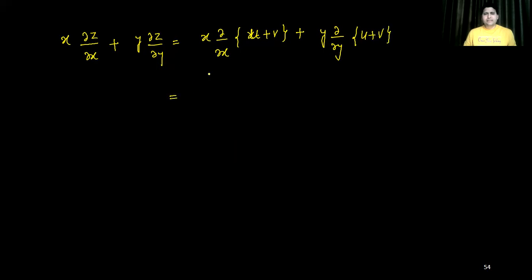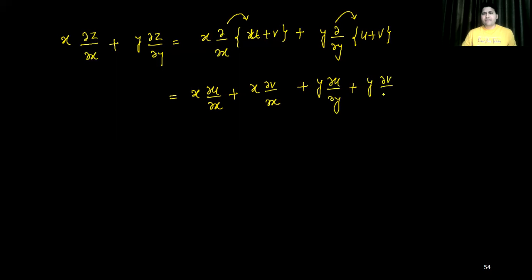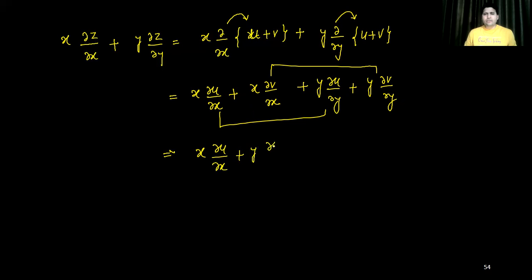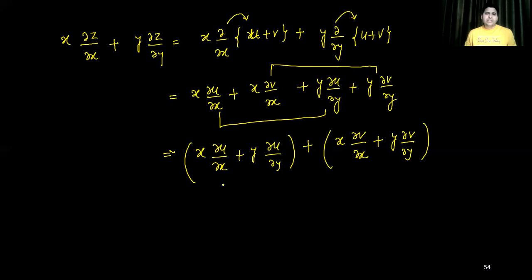So let us see what will happen. Do the multiplication. So x into del u upon del x plus x into del v over del x. Same over here, plus y into del u over del y plus y into del v over del y. Now just combine the terms of u in one place and v in one place. So this will be x into del u over del x plus y into del u over del y. The same for the terms of v, x into del v over del x plus y into del v over del y.